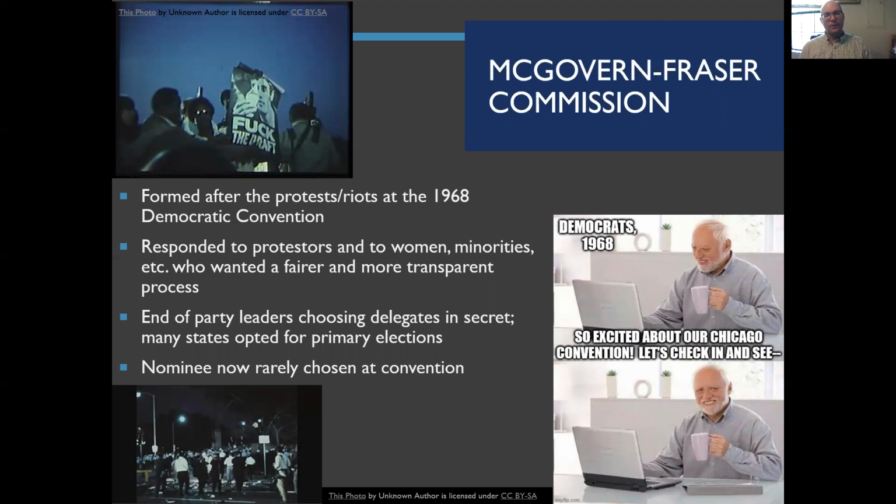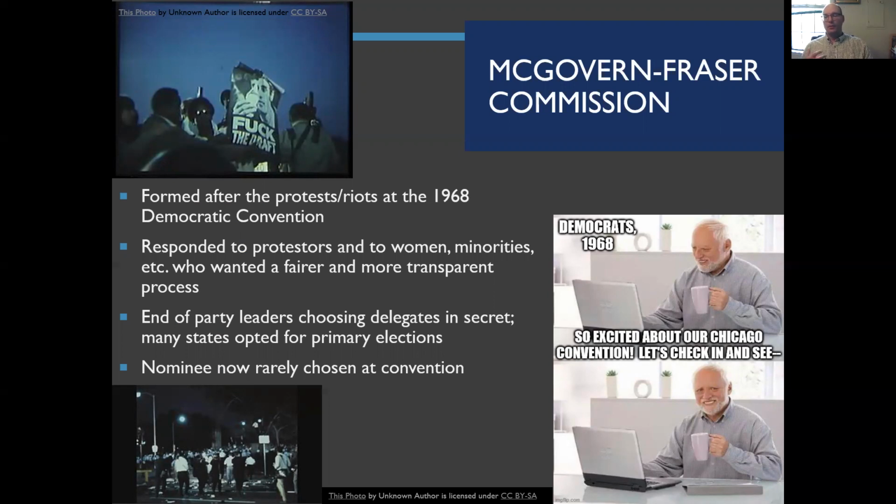So after that, they form a commission called the McGovern-Fraser Commission, after the people heading it, to look into what's wrong. What are people upset about? How can we fix this? The protesters at the convention, women who were members of the Democratic Party, minorities, they wanted a fair and more transparent process. They felt like senior party members had too much power and made too many important decisions effectively in secret, or at least out of the public eye, okay?